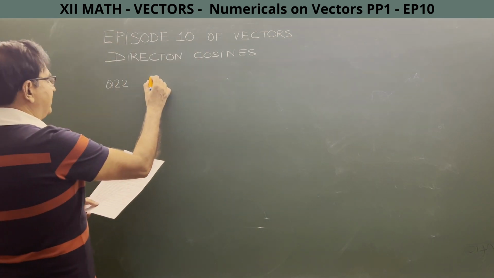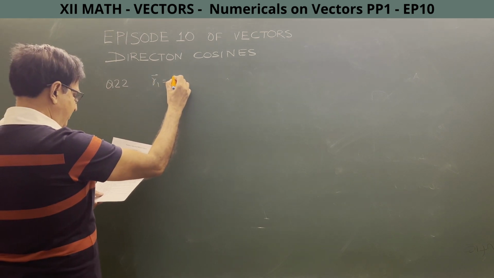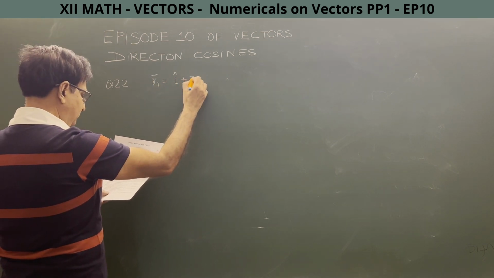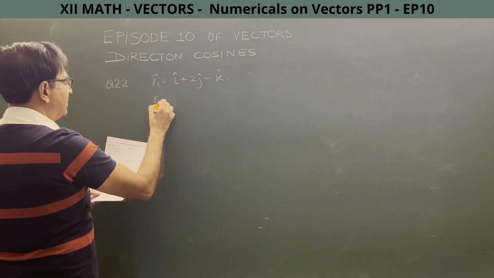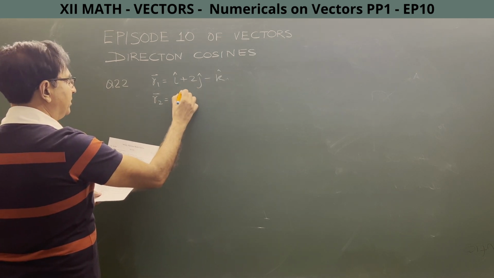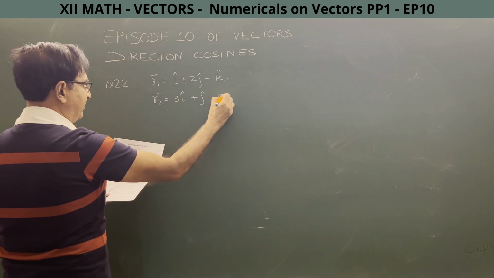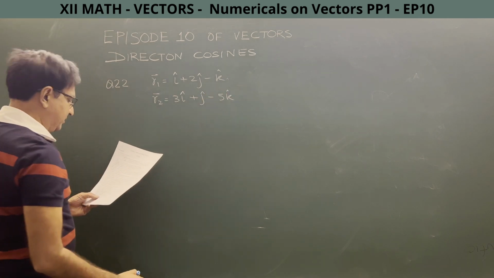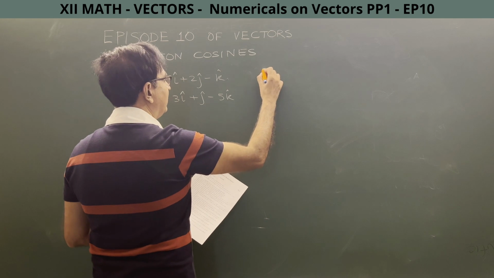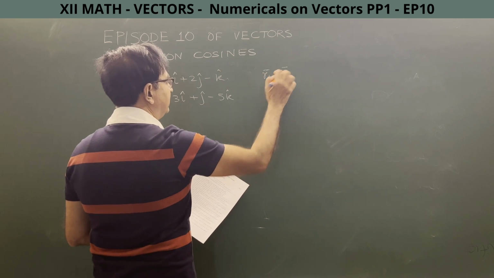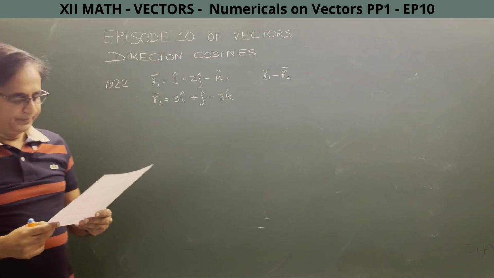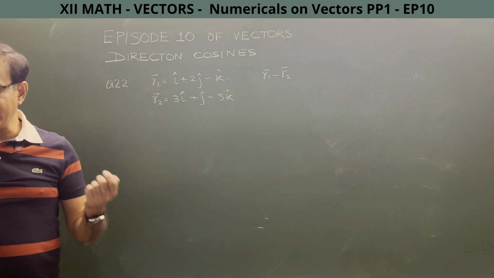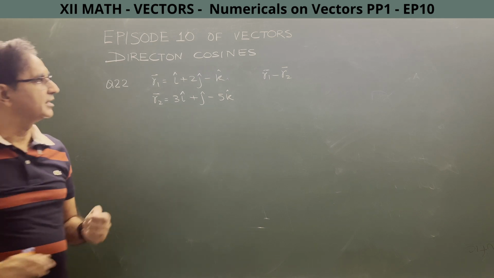You are given two vectors. One is R1, i plus 2j minus k. Another is vector R2, 3i plus j minus 5k. First, you have to find R1 minus R2. Then you have to convert this vector into a unit vector. And then you have to find the direction cosines of R1 minus R2.